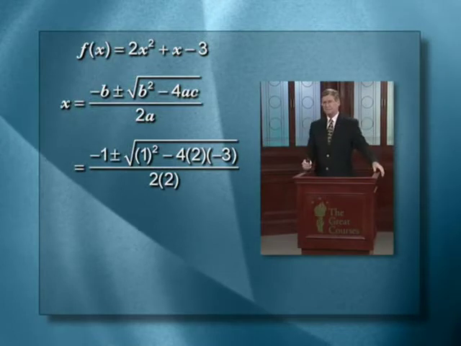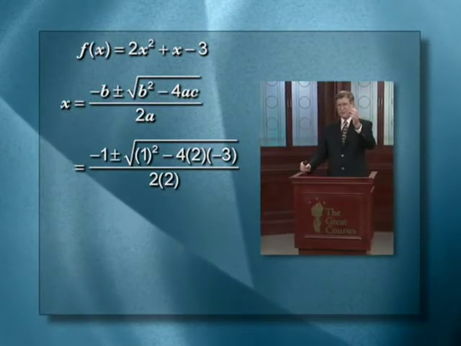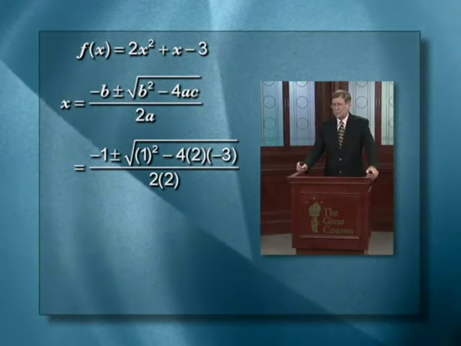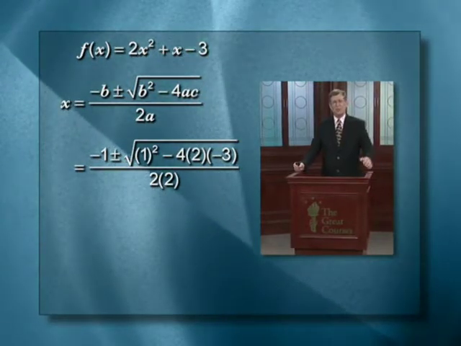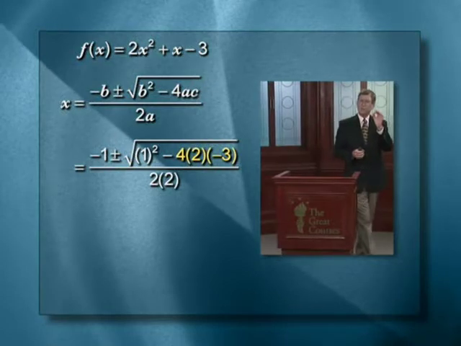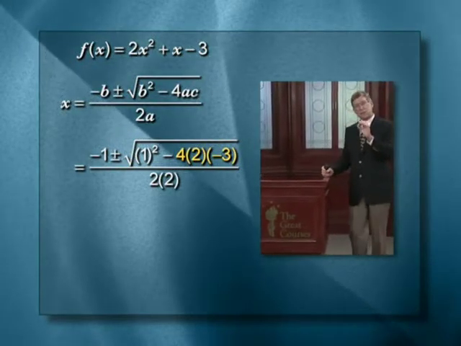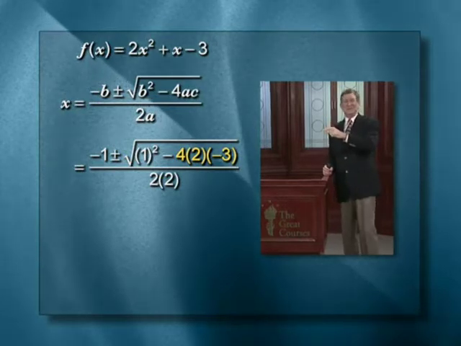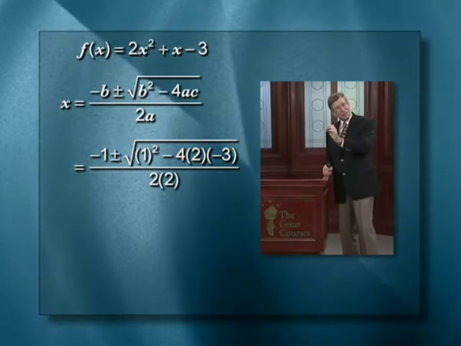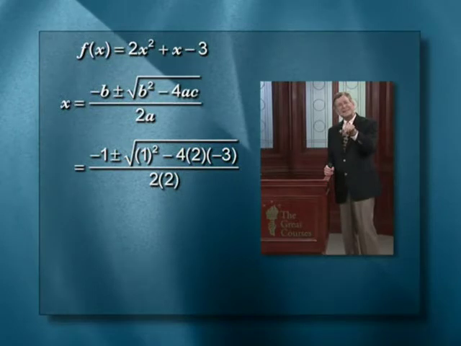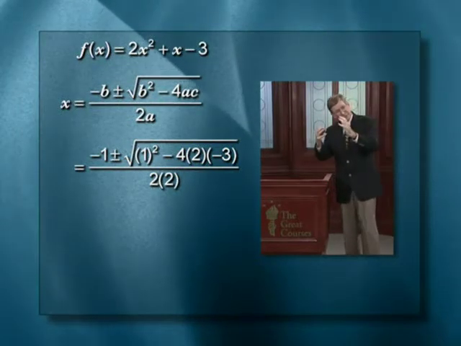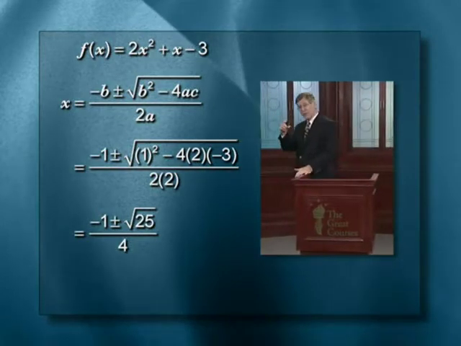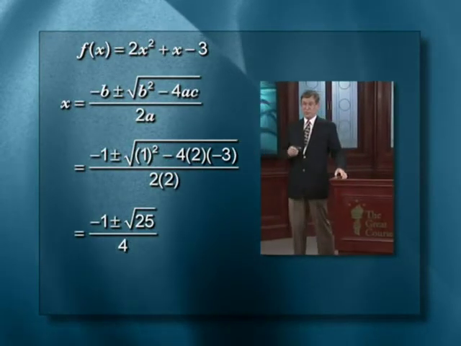Now let's simplify. Minus 1, plus or minus, and what's happening inside that radical? Well, things are pretty nice. I rigged this problem to come out fairly nice. It's 4 times 2 times minus 3, that's minus 24, but it's minus that quantity, so it's really plus 24 plus 1. So inside the radical, it compactifies to 25. Nice. And then the denominator becomes 4, 2 times 2.